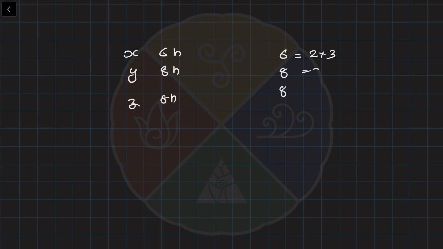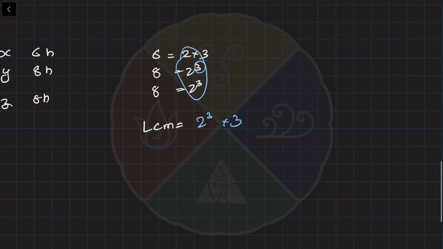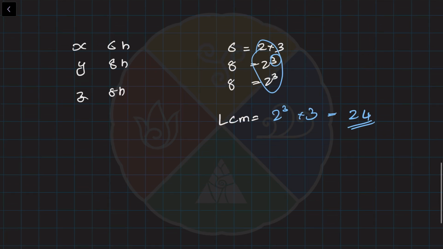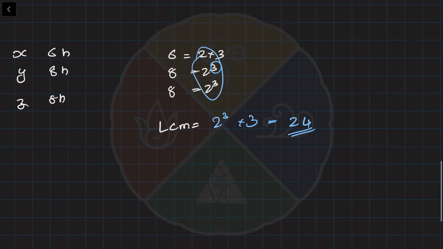6 is 2 into 3, 8 is 2 cube, and this is the same number. So LCM is whatever is common, take the highest power, 2 cube into 3. This is the LCM. If you do it, it is going to be 8 into 3, 24. Okay, in this method what we have to assume is that the total unit of work which has to be completed will be 24. That is the first assumption.